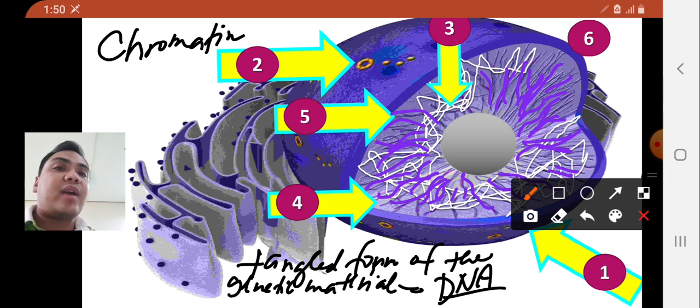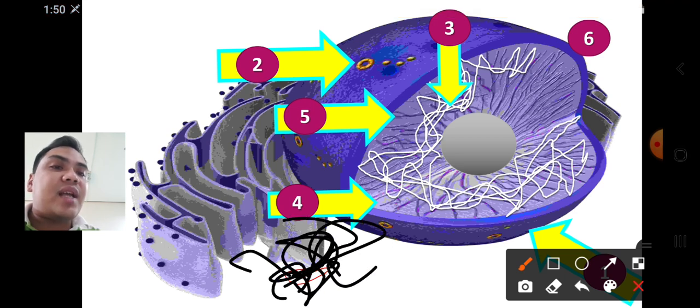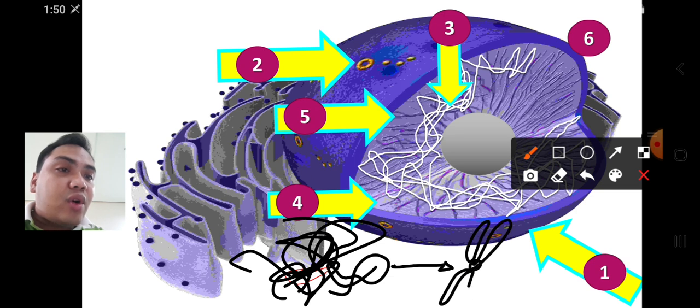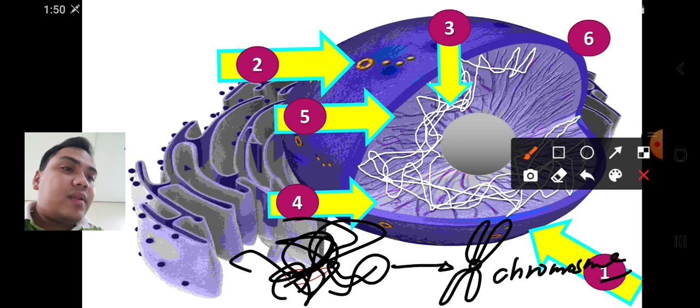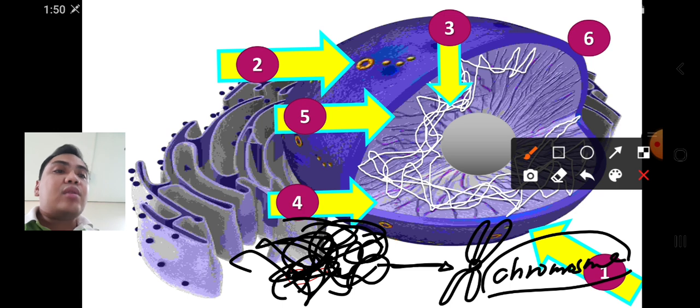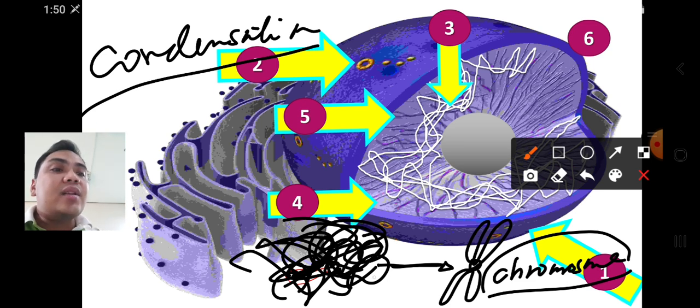Okay? And this chromatin, for example, this is the chromatin, the tangled form of the genetic material. During cell division, it becomes more organized, forming chromosome. Okay? So, chromatin refers to the tangled form of the genetic material, but during cell division, it becomes more organized to form chromosome through the process of condensation. Condensation is the process in which the chromatin turns into chromosome, and it happens during cell division in relation to the third postulate of the cell theory.